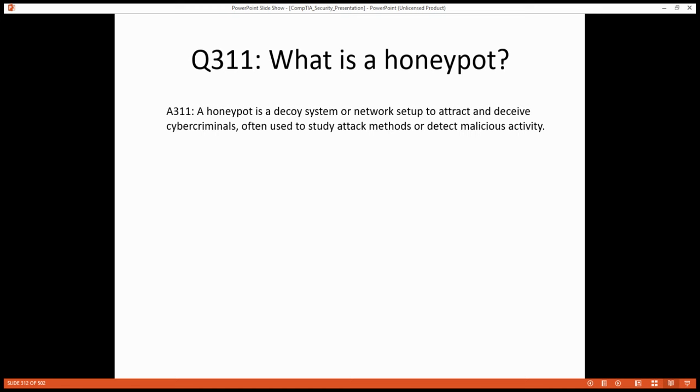Q311. What is a honeypot? A311. A honeypot is a decoy system or network set up to attract and deceive cybercriminals, often used to study attack methods or detect malicious activity.